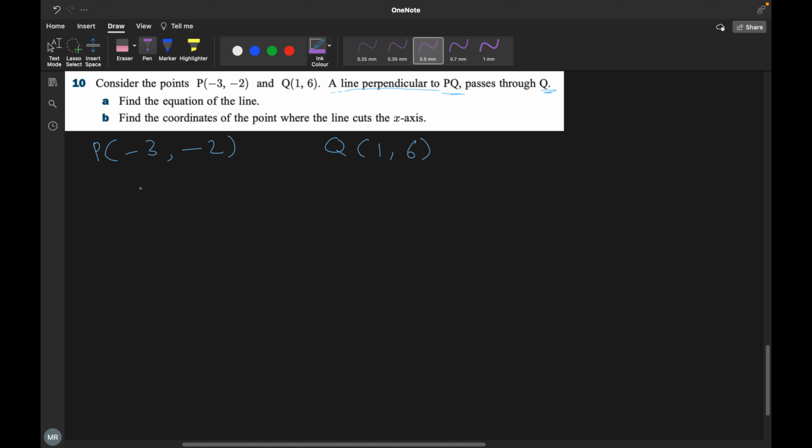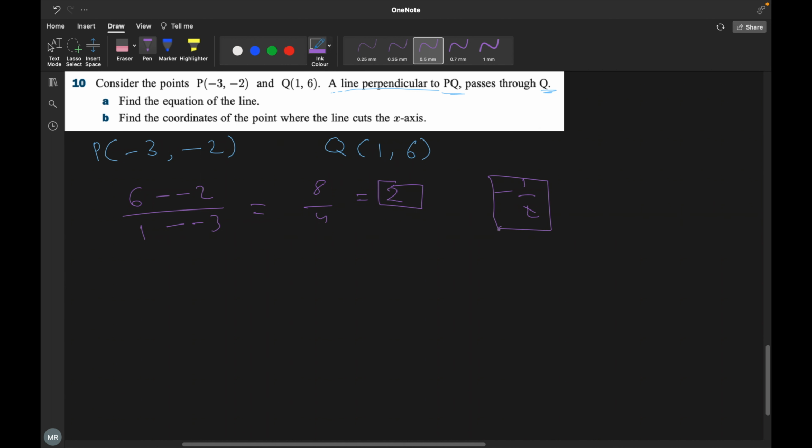So the gradient would be 6 negative -2 divided by 1 negative of -3. So that's 8 by 4, which is 2. So now that we have 2, we have to find the negative reciprocal in order to find the gradient of the line we're trying to find. So the negative reciprocal would be 1 by 2.